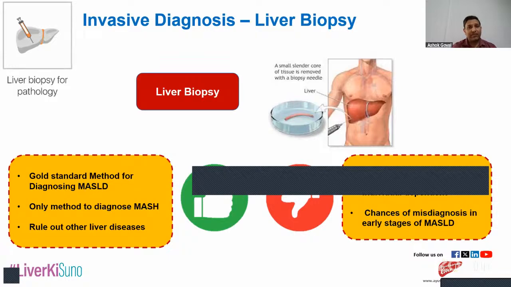Then we have the invasive technique, that is liver biopsy, which is also a gold standard for diagnosing MASLD, and the only method to diagnose metabolic dysfunction associated steatohepatitis. If we are doing a biopsy for a patient whom we suspect of having MSLD, there are certain conditions that can have overlapping features, and if the patient does not have MSLD, there are chances that in future he can develop MSLD or MASH.